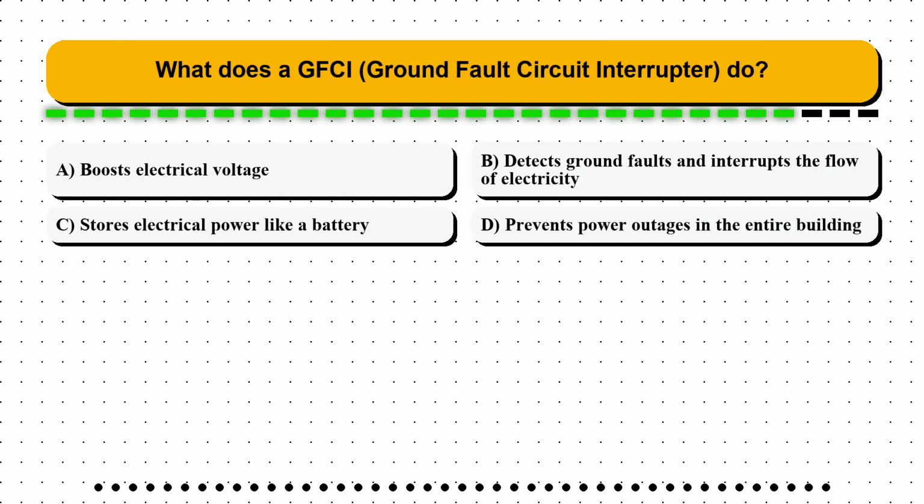Question 19. What does a GFCI, ground fault circuit interrupter, do? Option A, boosts electrical voltage. Option B, detects ground faults and interrupts the flow of electricity. Option C, stores electrical power like a battery. Option D, prevents power outages in the entire building.